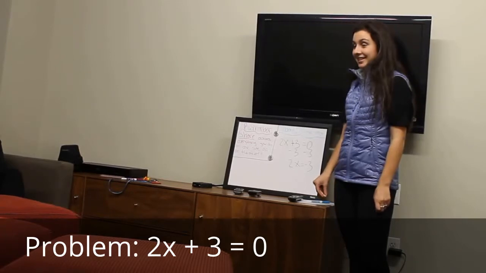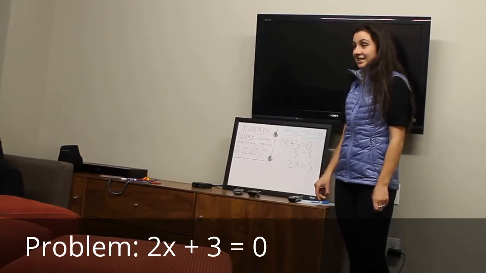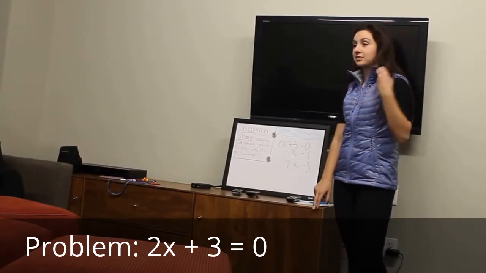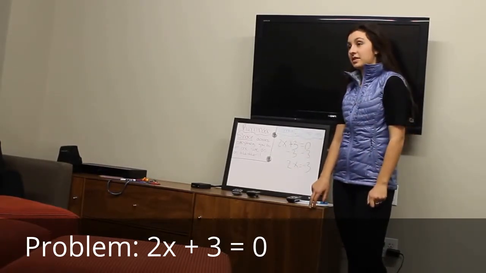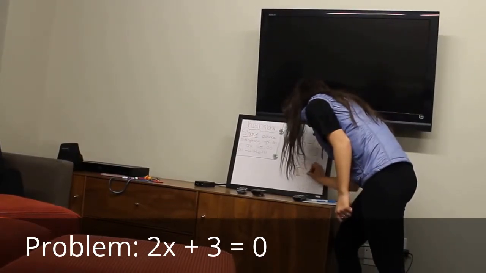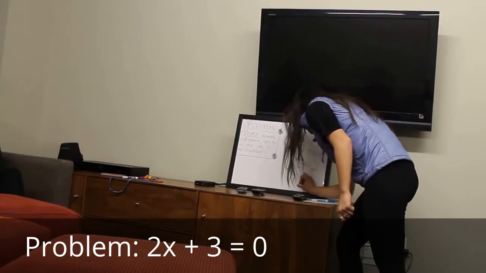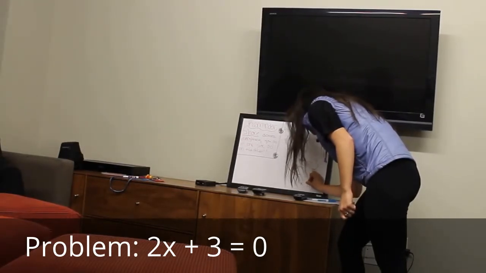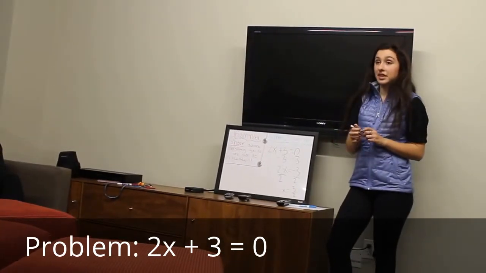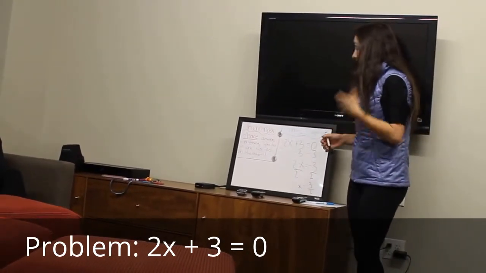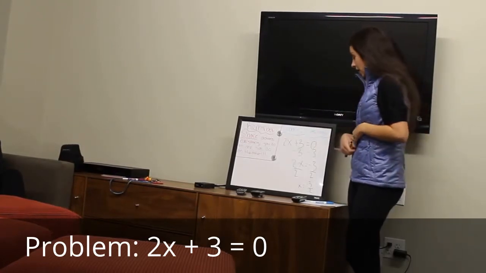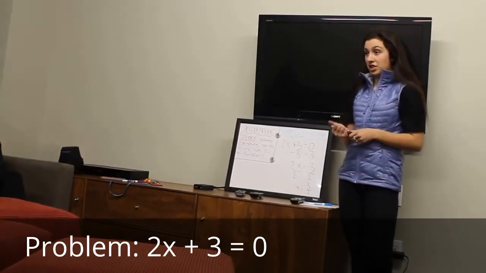Asha. Multiplication or division. Perfect. So in this case, what do you think we're going to do? Divide. Perfect. Great job. So we're going to divide from both sides. And then we have solved for x, which is negative 3 over 2. Perfect. So we're going to go over the steps one more time. So addition or subtraction, and then multiplication or division.